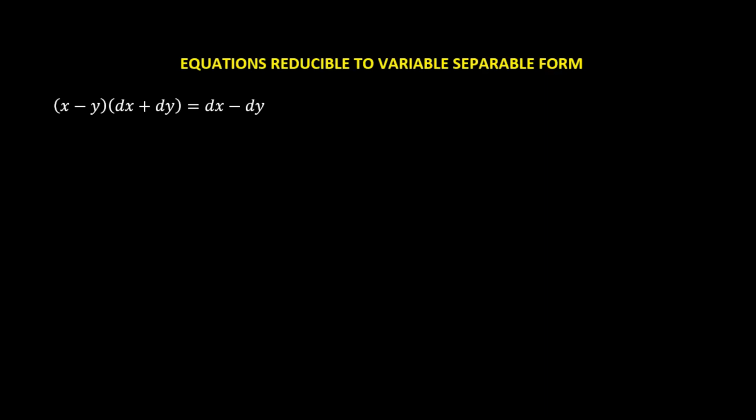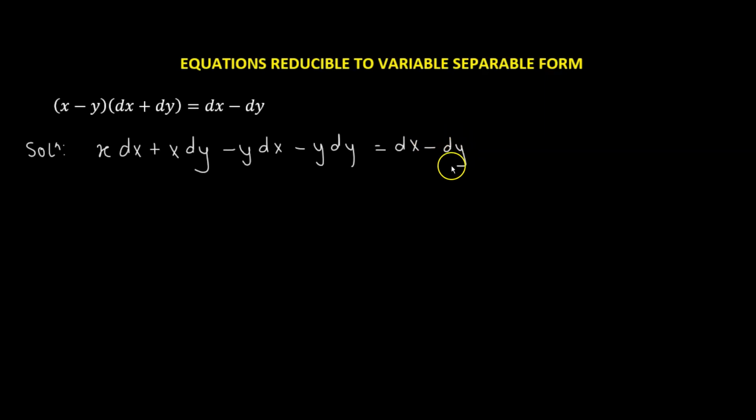Hi. So here we have the differential equation given by (x - y)(dx + dy) = dx - dy. We have to find a solution to this differential equation by using the method of variable separation. So let us begin. We'll first rewrite this differential equation by multiplying out: x dx + x dy - y dx - y dy equals dx - dy.